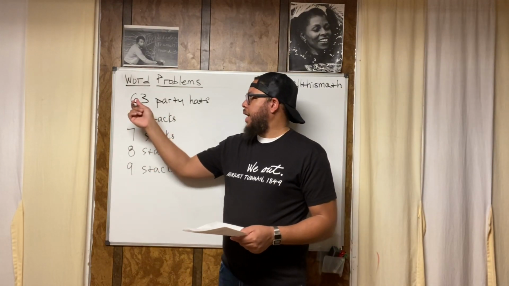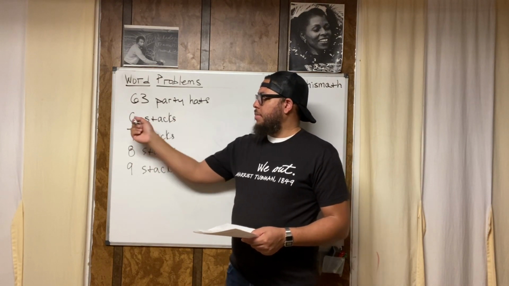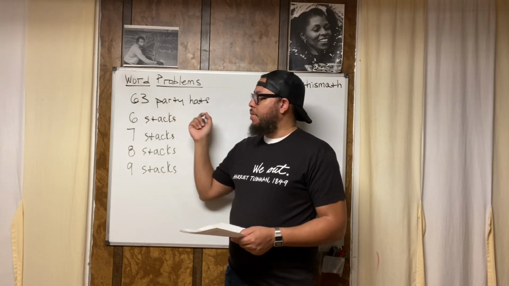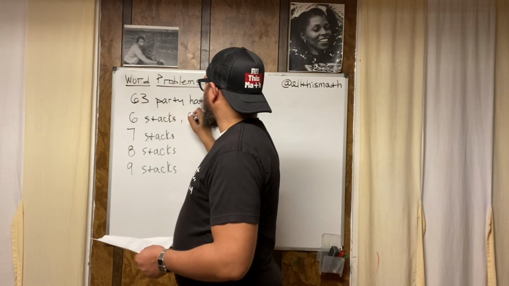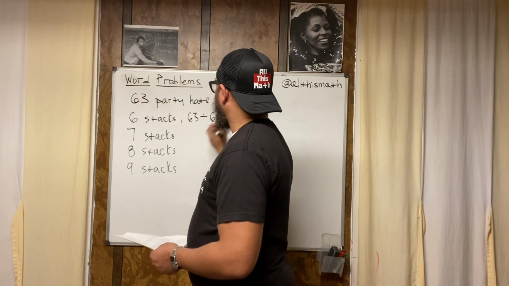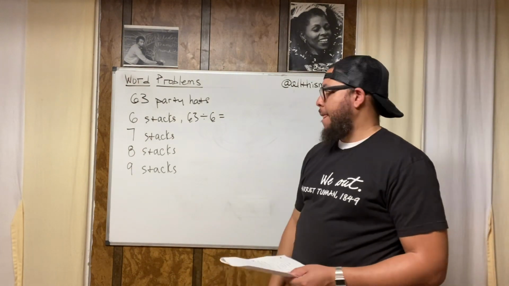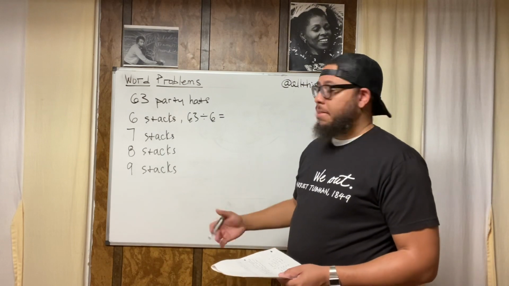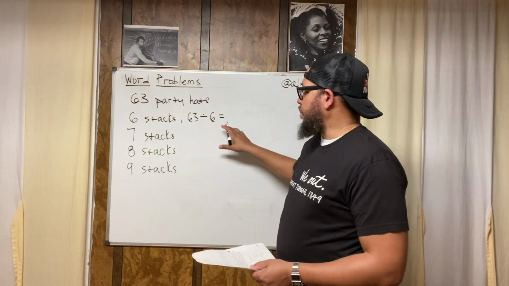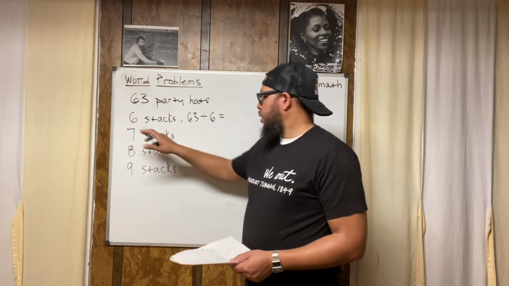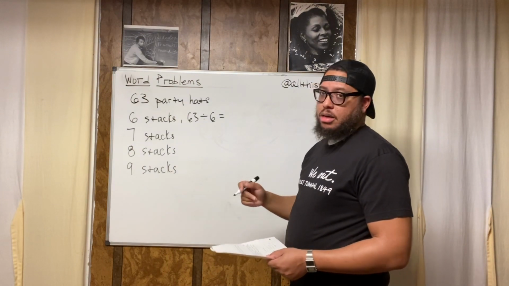If there are 63 hats altogether, if Carlita puts them in 6 stacks, then that means that each of those 6 stacks should have the same amount of hats, which means that I should be able to do 63 divided by 6, and I should be able to get a whole number with no remainder. And if I can do that, then that means that this is an option. This is a possibility. So let's see what happens when we do 63 divided by 6. 63 divided by 6 would be 10 with a remainder of 3.